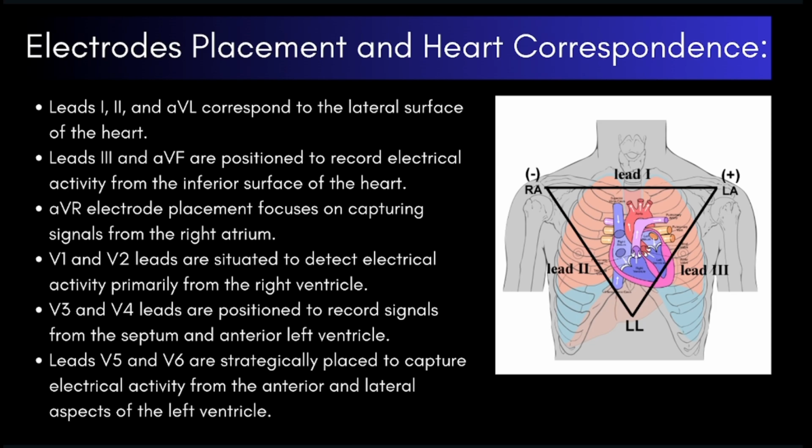V3 and V4 leads are positioned to record signals from the septum and the anterior left ventricle. Leads V5 and V6 are strategically placed to capture electrical activity from the anterior and lateral aspects of the left ventricle. This is important information to know. I'd recommend memorizing it, repeating it, doing whatever you have to do to make it stick in your head, since it is very important information.